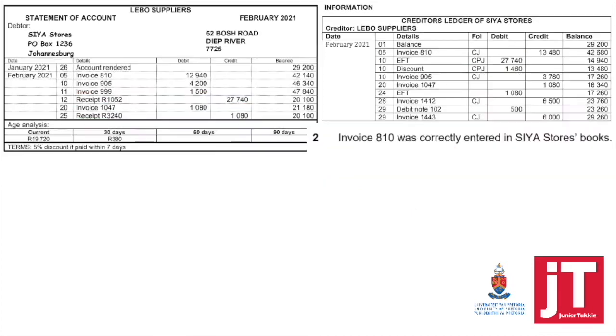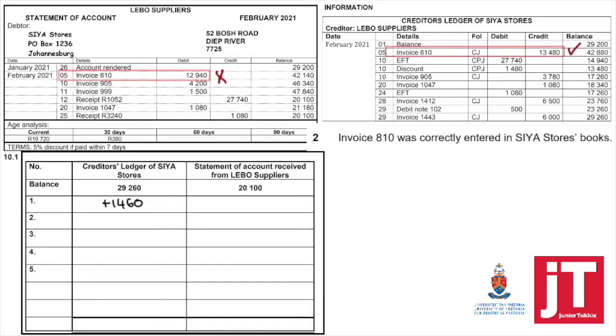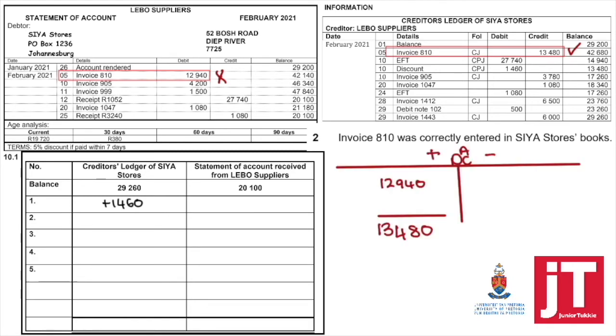1,460. Transaction number 2, invoice 810 was correctly entered in CR Stores books. It means that on the statement from Label Suppliers, they've made a mistake. In our books, we've recorded it as 13,480. On the statement received, it was only reflected as 12,940. So to correct this, in the creditor's reconciliation, from their perspective, we are a debtor.